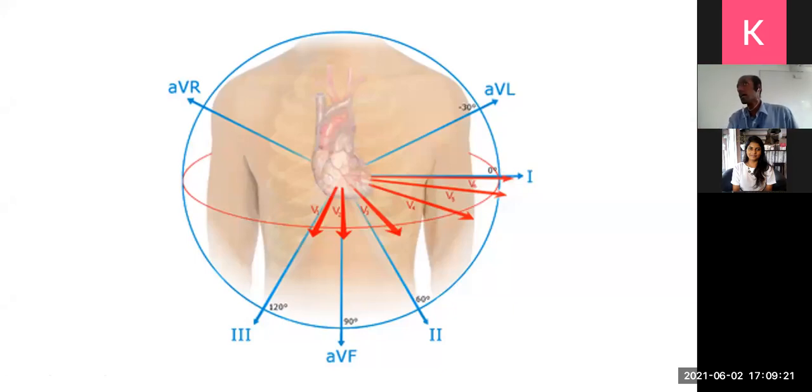Some ECGs have more, right? You can record additional leads, but in a standard ECG, you have 12. Right. Now, what is a lead? What do you mean by the word lead in an ECG?